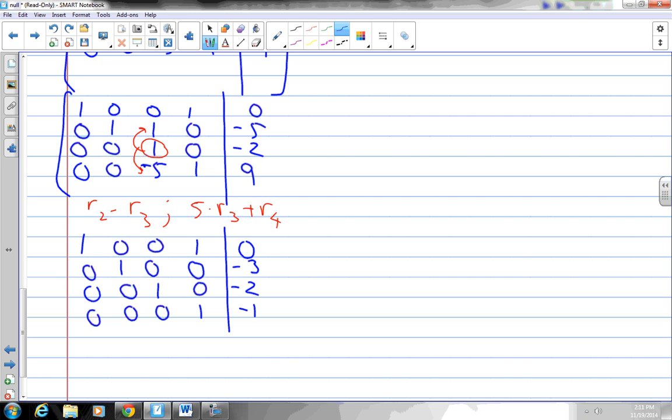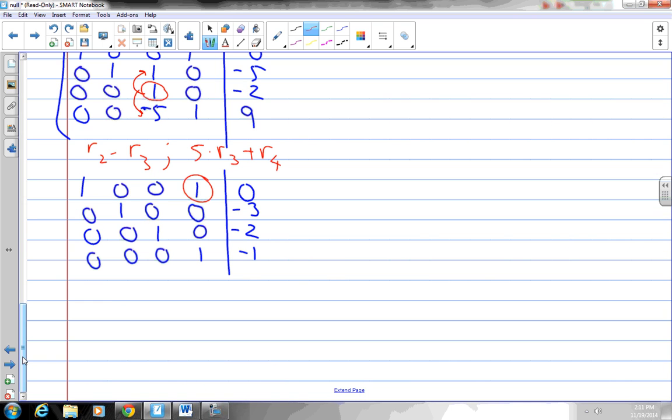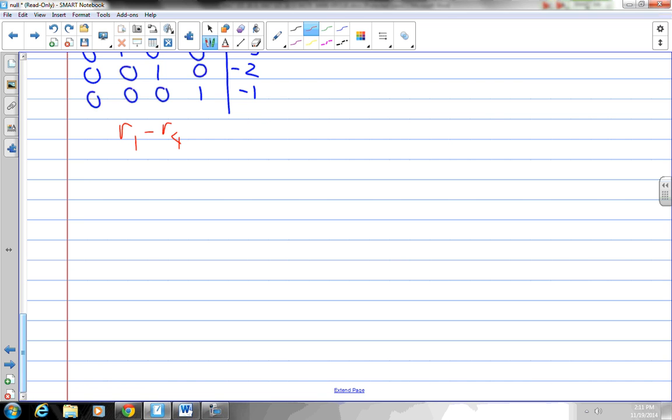Now the only thing I have left is to kill this little guy, right? That's the only one that separates us from the true identity matrix. So we're just going to go row 1 minus row 4, and we're done. So row 1 minus row 4, and then the final, completely reduced.